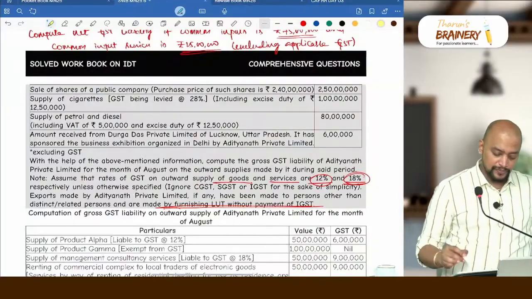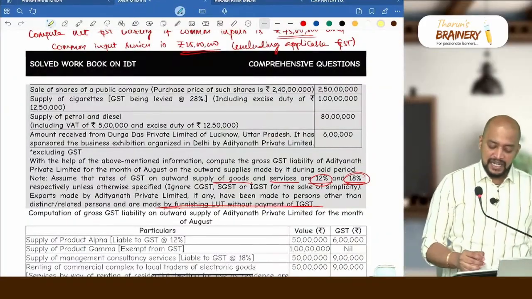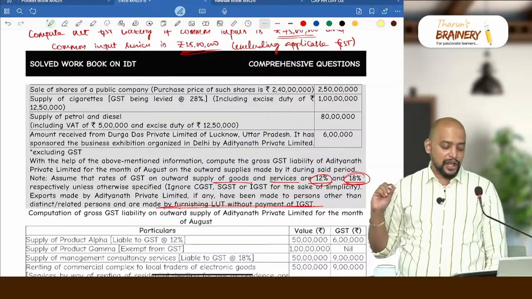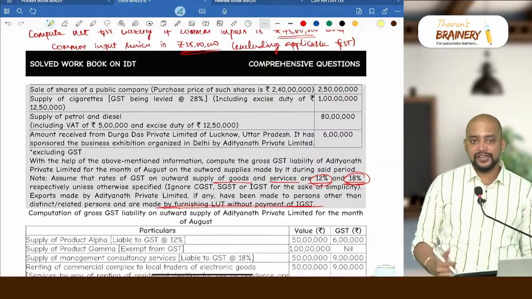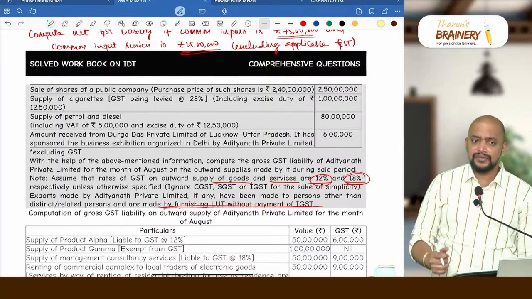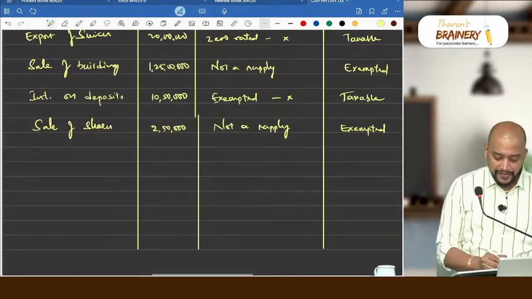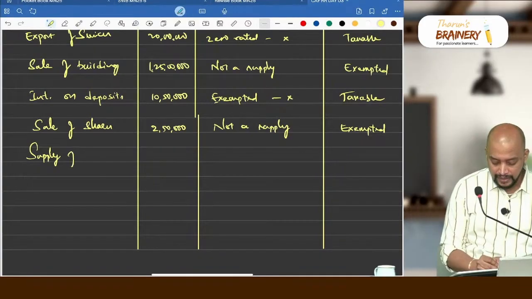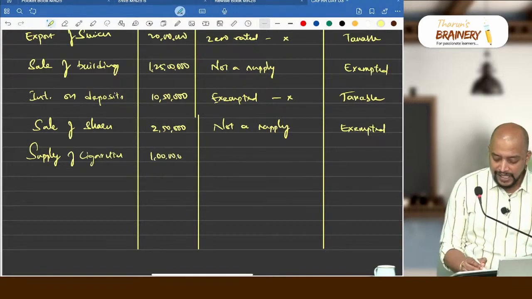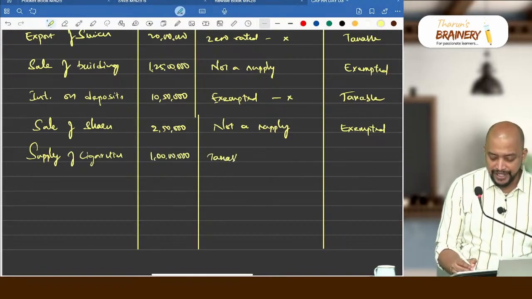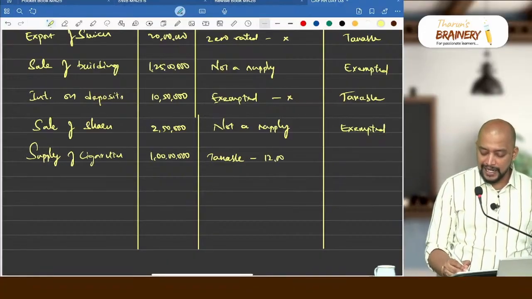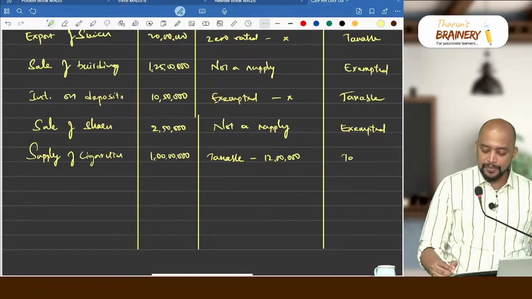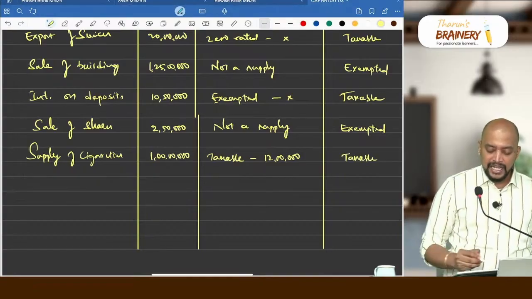Then next one, supply of cigarettes, GST being levied at 28%, including excise duty of 12,50,000. So 1 crore. Supply of cigarettes is taxable for payment of GST. Even for ITC purpose, it will be treated as taxable. So what is the value of supply of cigarettes? It will be 1 crore, and it is taxable for payment of GST. Goods or services? Goods. 1 crore into 12% will be 12 lakhs.